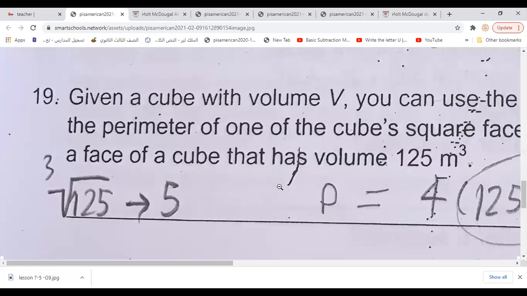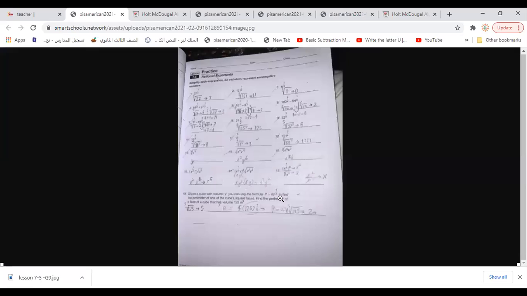Our workbook, page 53, question number 19. Given a cube with volume V, you can use the formula P equals 4V to the power of a third to find the perimeter of the cube's square face. Find the perimeter of a face of the cube that has volume 125 cubic meters. Then we are going to replace V by 125.